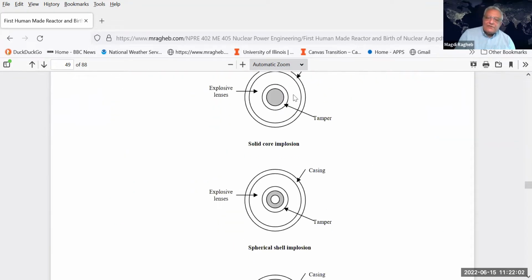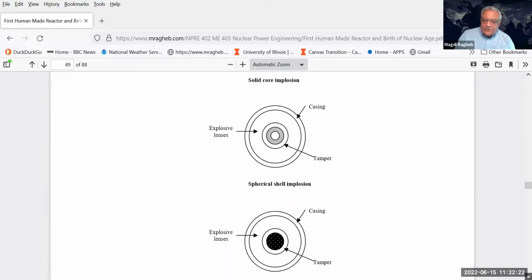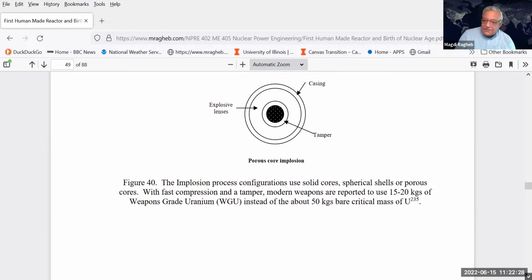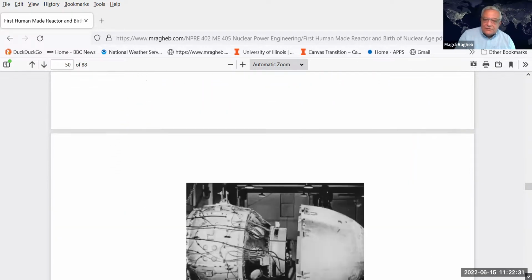We don't know exactly what was used, but you can have a sphere surrounded by tamper, and then you have those explosive lenses that I've shown you before, and you compress it, the nuclei come very close together, and fission occurs and energy is released. Or it could be a spherical shell, or even a material that is porous, and you compress it to reach very high concentrations, and the fission reactions would occur.